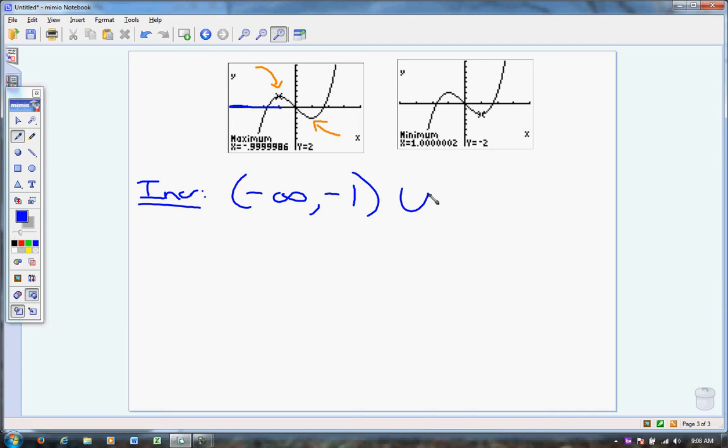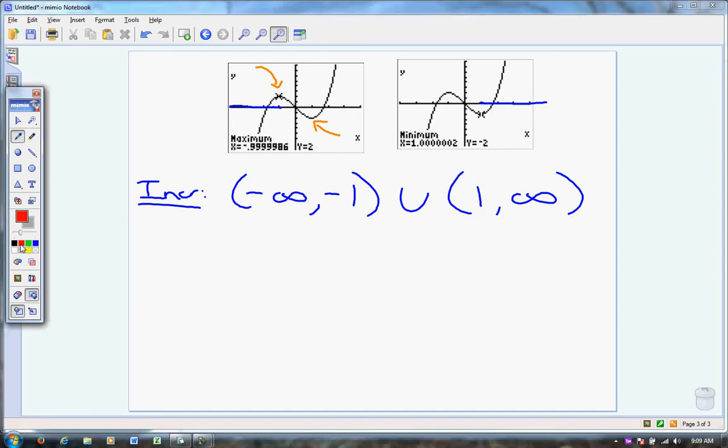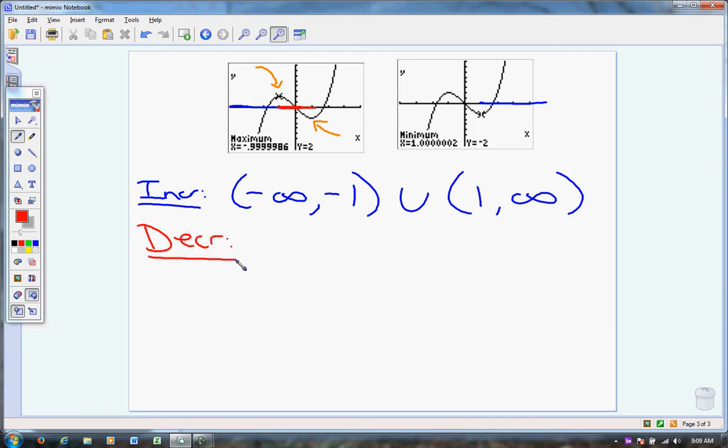Well, it's also increasing from here to here. Okay, because those are also the x values that give me increasing y values. So it is also from 1 to positive infinity. Okay? Where is it decreasing? Well, the decreasing values are what's in between, just right in here. So it's right in between the maximum and minimum. It is decreasing, all right, from -1 to 1. Boom, that part is done.